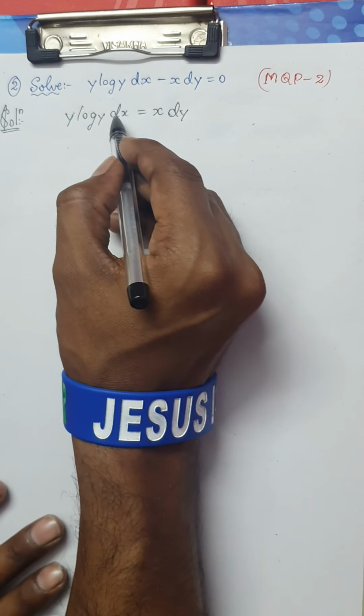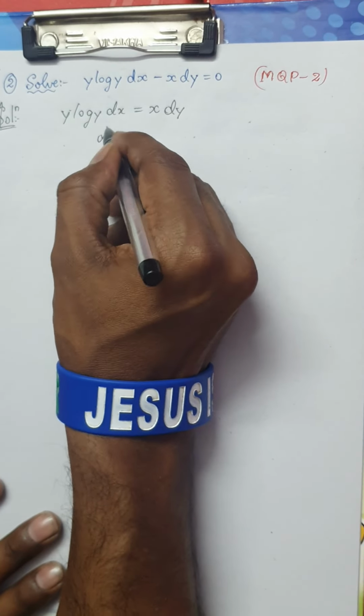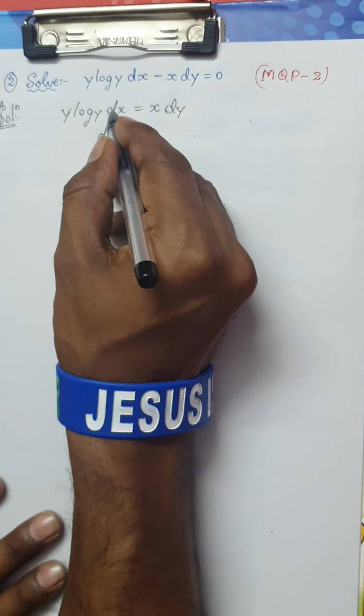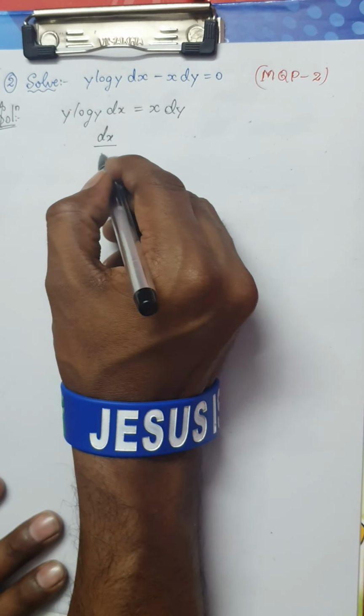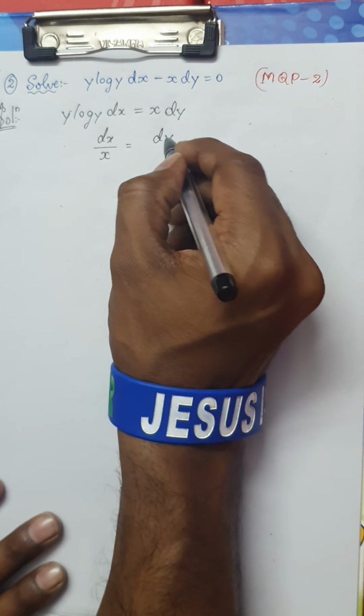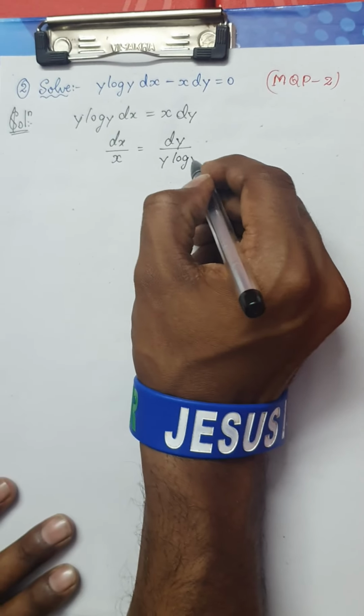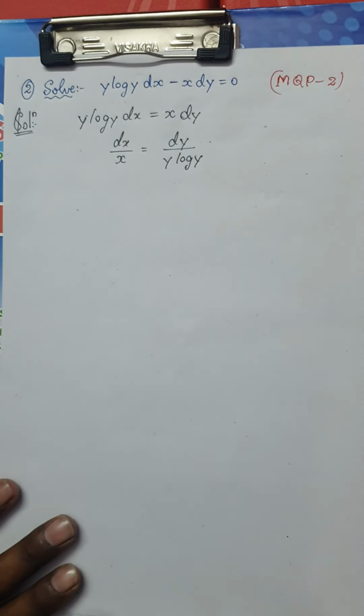Now as I told you, your dx and dy should be in the numerators. So bring all the dx terms to the left hand side. So dx divided by the only x term is x here. Take all your y terms to the right hand side, dy divided by, this is nothing but y log y.